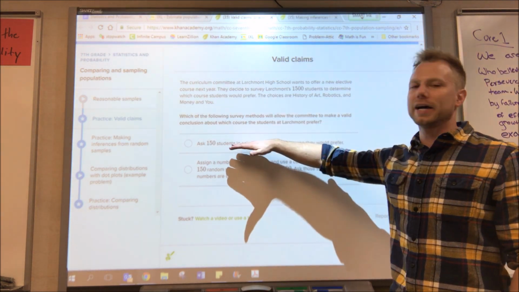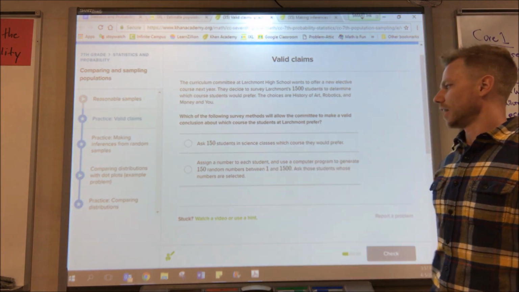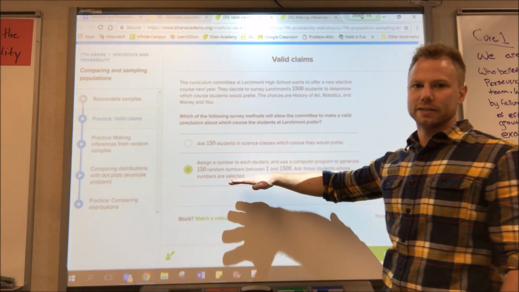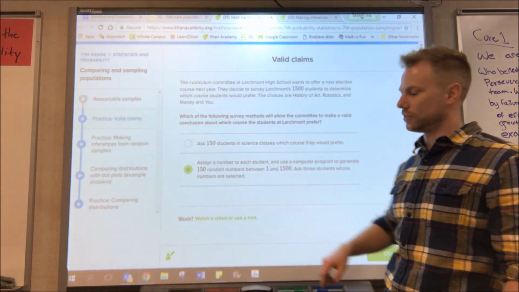Okay, you're probably going to get some bias if you only ask science students. Assign a number to each student, use a computer program. That's going to be unbiased. Again, assigning a number, picking students that way.